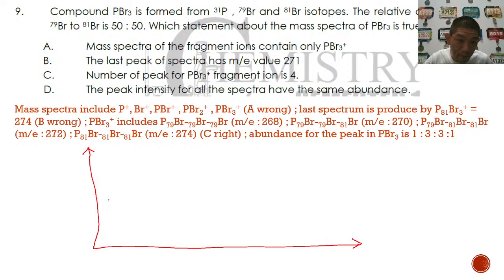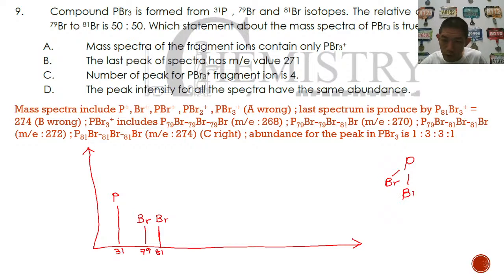I don't have a ruler, so you have to pardon my drawing. So what are the possible peaks? You can have, of course, the most common one, which is 31 phosphorus, and then you have 79 bromine and 81 bromine. So this is when you have normal monoatomic atoms which are separated individually. Then for PBr3, showing to you here, this is the structure of how PBr3 looks like.